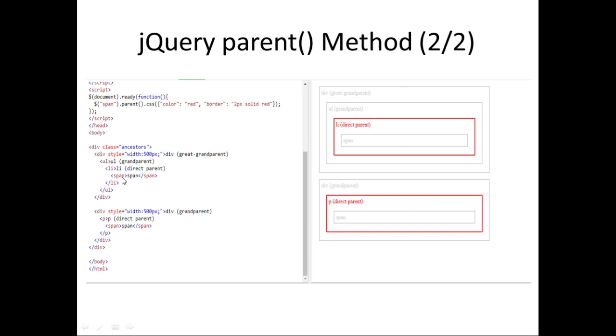Here the direct parent of the span is li, and for this one the direct parent is p. That's why the output is something like this. The direct parent of span is li, that's why li is colored red and the border is colored red. And here we have another span, and its direct parent is this paragraph, so that is selected. Again, that's the immediate parent.